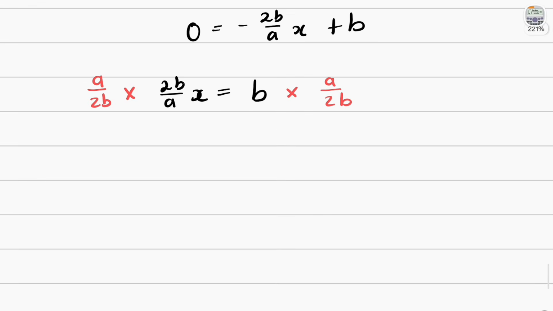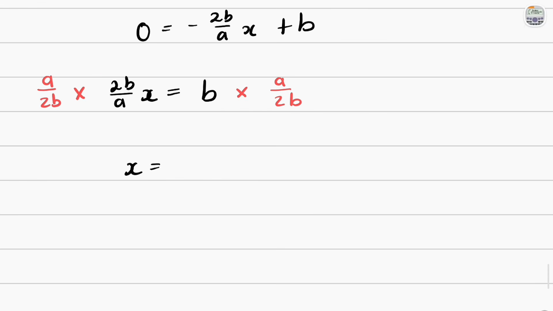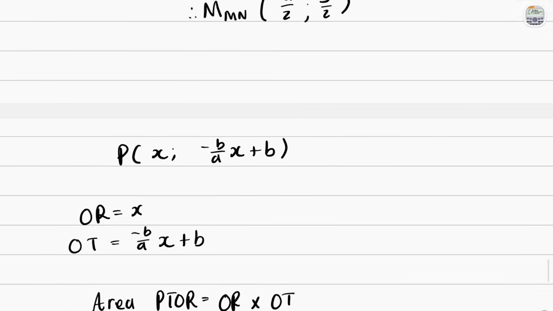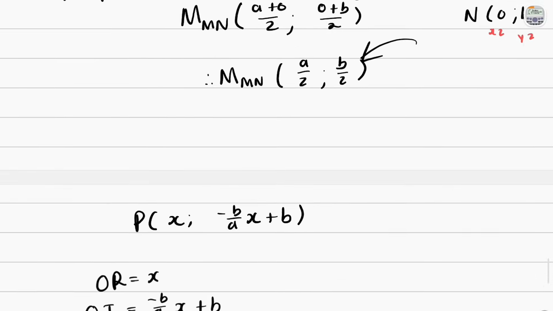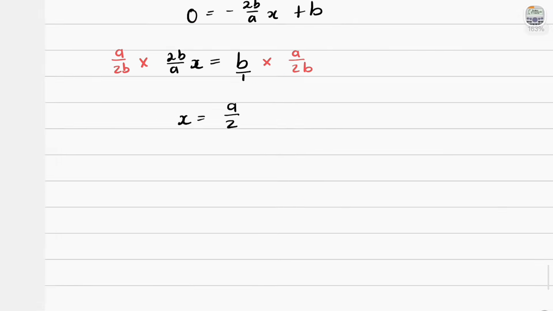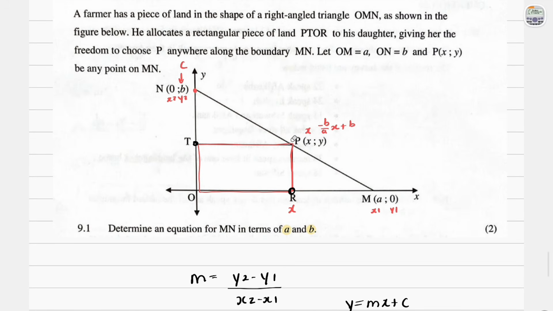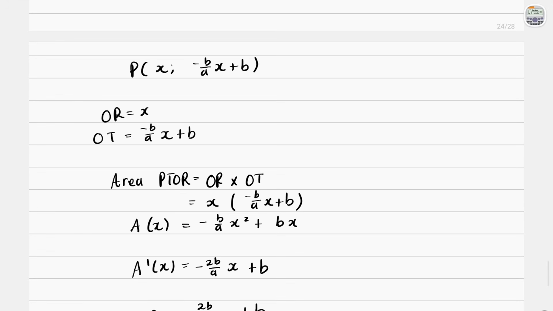So x is equal to, and here when we multiply, you see that b is actually in the numerator, with a natural denominator of 1. When they cancel, x is equal to a over 2. And you see how that is the x value of the midpoint that we had. Now, just to show that it is that full midpoint, let's substitute that x value into our graph MN, seeing that P is an x value of that graph. So if we substitute it into that, it's just going to say y equals and then this y value.